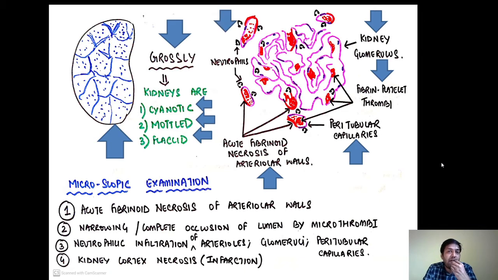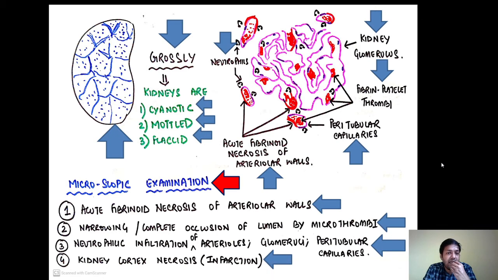Plus you are going to see inflammatory cells, the neutrophils, which are present around the peritubular capillaries, also within the glomerulus. So if you see the microscopic examinations, the important points are acute fibrinoid necrosis of the arteriolar walls, narrowing or complete occlusion of the lumen by the microthrombi, neutrophilic infiltration of the arterioles, glomeruli and the peritubular capillaries, as well as you are going to see the kidney cortex necrosis, that is the infarction. Okay, so all these things, if you draw in your exam, you are going to get full marks.